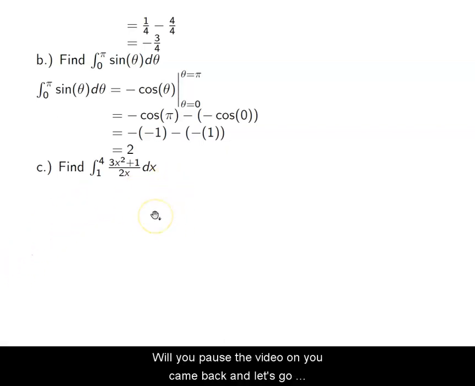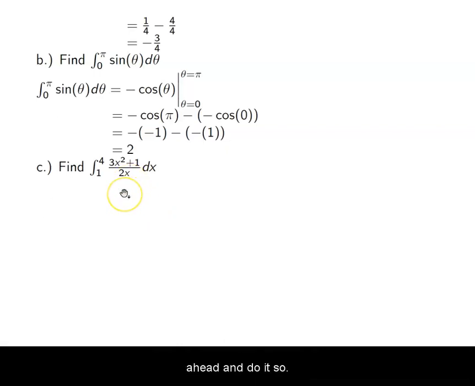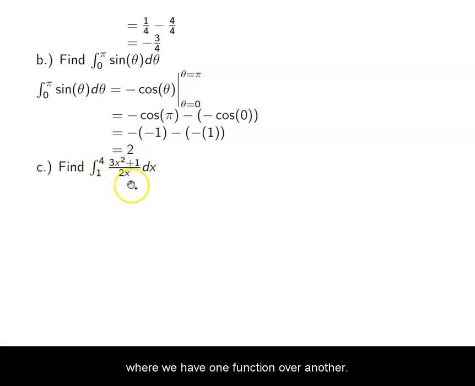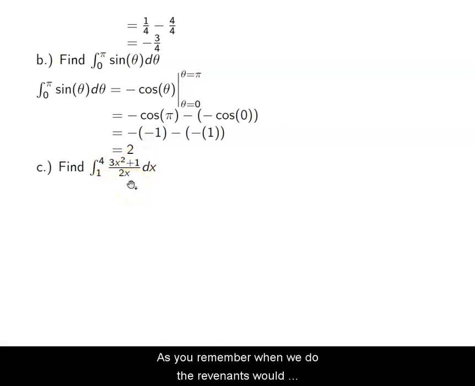Okay, hopefully you paused the video and you came back, and let's go ahead and do this. So we don't have any examples yet where we have a function over a function. In fact, these can be extremely difficult where we have one function over another. As you remember, when we do derivatives, if we were to take the derivative of this, we'd have to do the product rule. So when you think of doing the antiderivative, you're probably thinking of some sort of anti-product rule, which there actually is none. Sorry to burst your bubble.